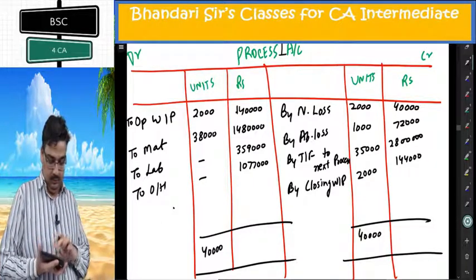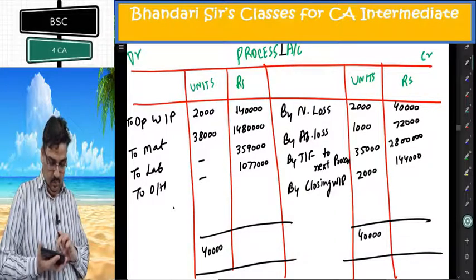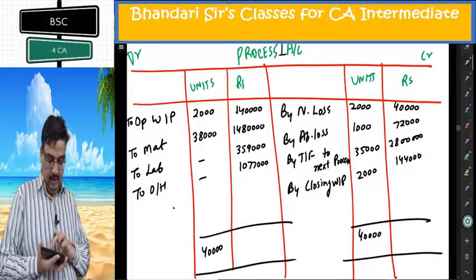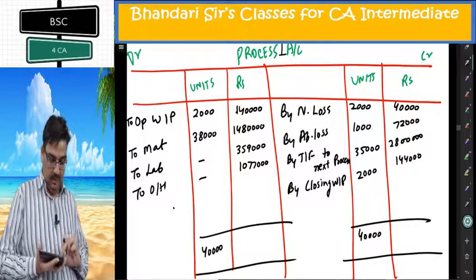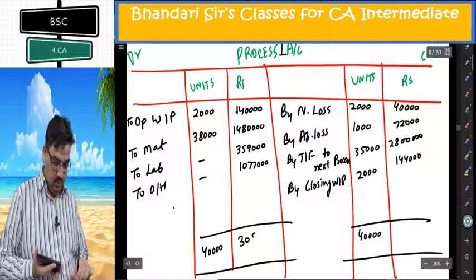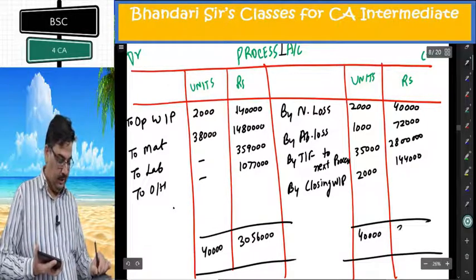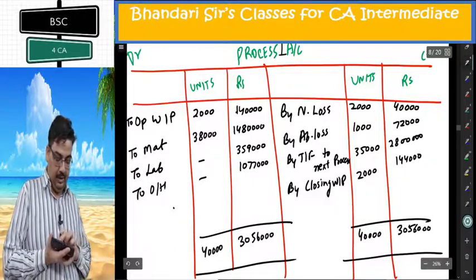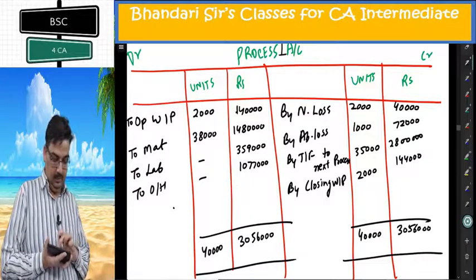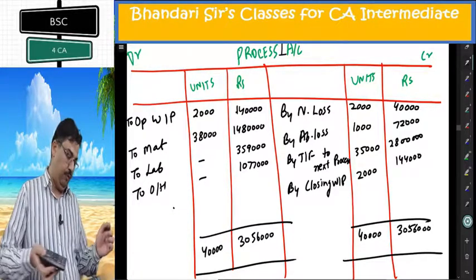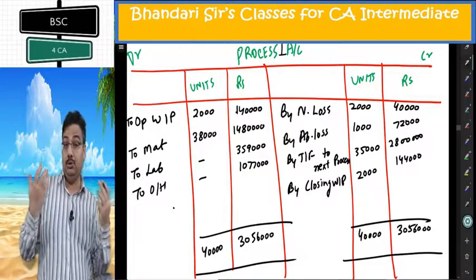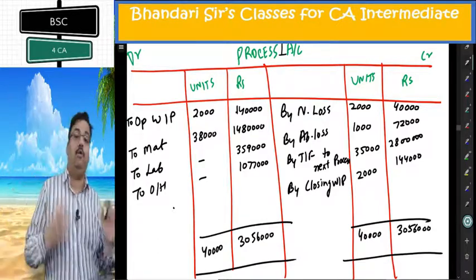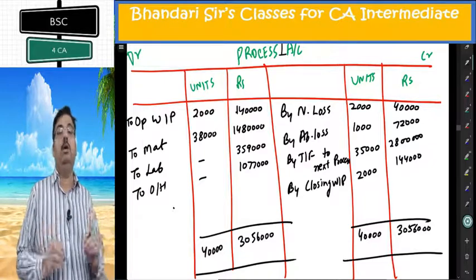1,40,000, 14,80,000, 359, 1077. That is 30,56,000. I have to verify on the credit side. 30,56,000. 40, 72, 28 lakh, 144. That is perfect. So the process account has to tally. That is something we are looking for in every question of equivalent production also.